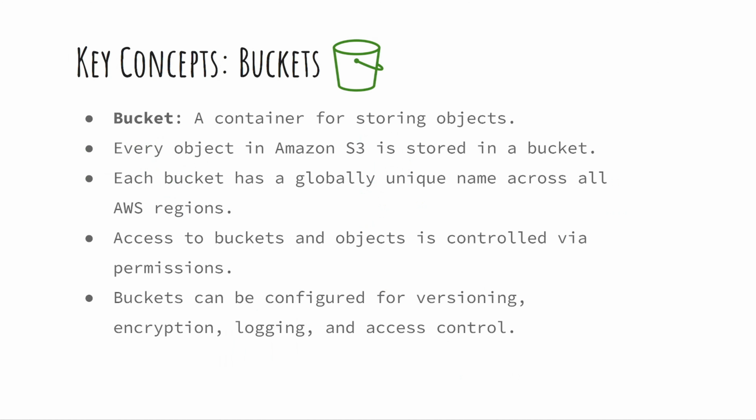Now let's talk about key concepts. A bucket in S3 is a container that holds your files known as objects. Buckets have globally unique names and allow you to control who can access the data inside through permissions. They also come with features like versioning to track file changes, encryption for security, logging, and access control.